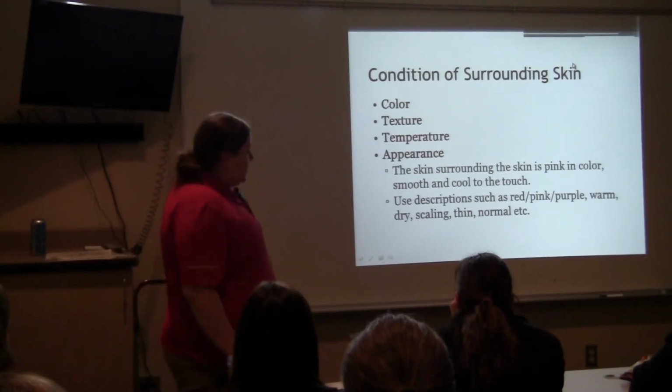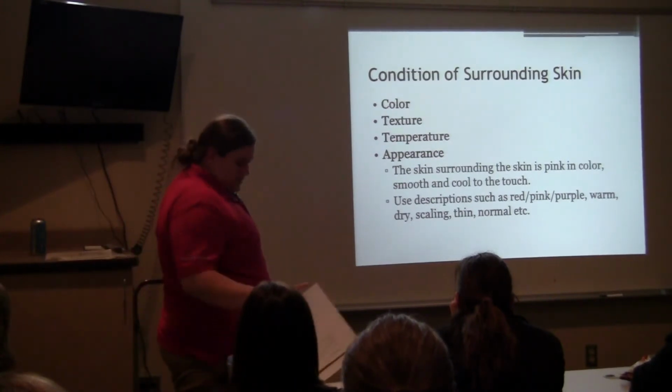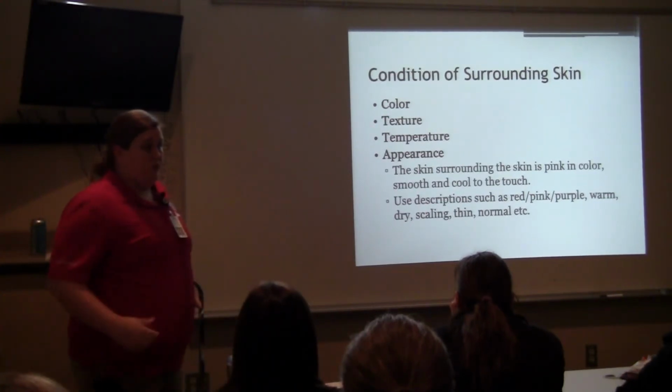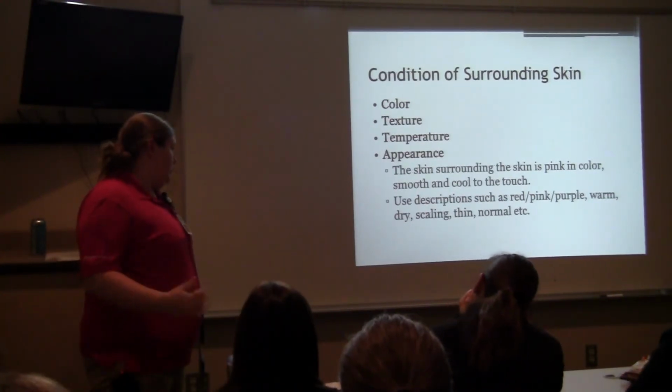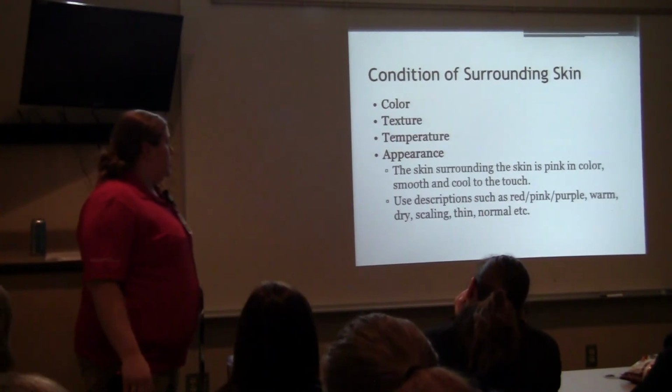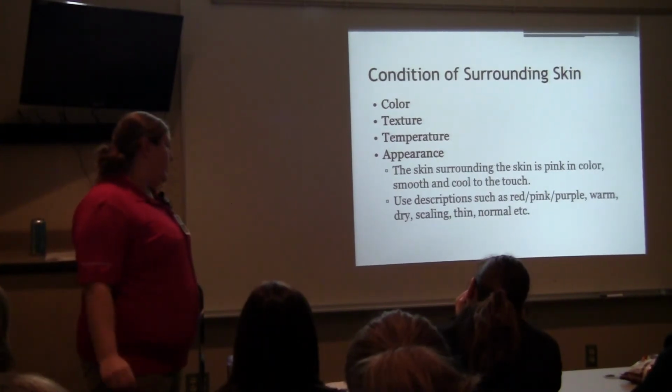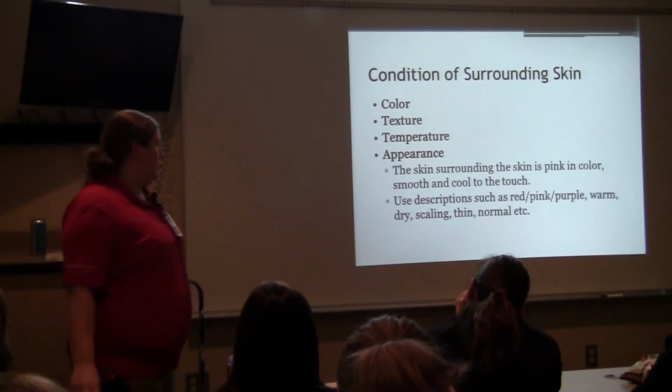The next part of documentation is the condition of the surrounding skin. That can just be a note that says it's normal, or it's red, it's smooth or dry. Just throw those in there so that we can know. That is a lot of times how we can tell if there's an infection present, if there's that change in the surrounding skin.